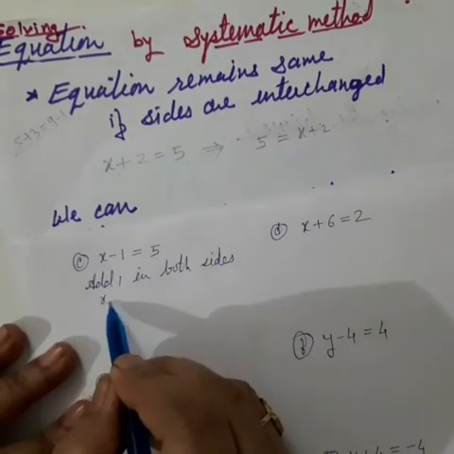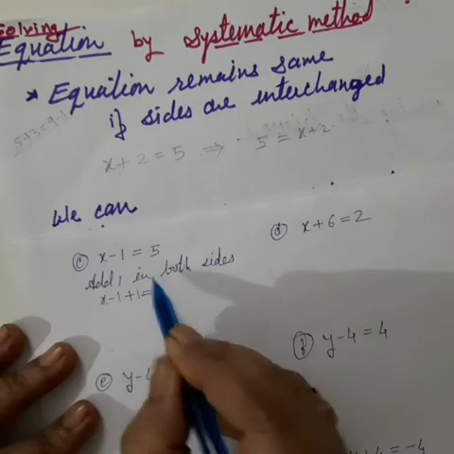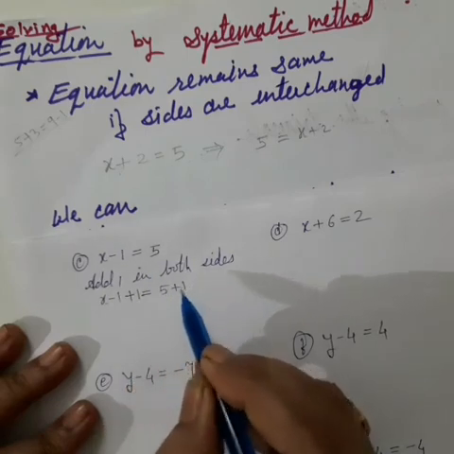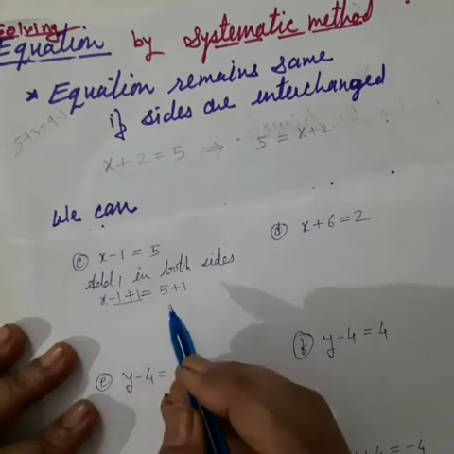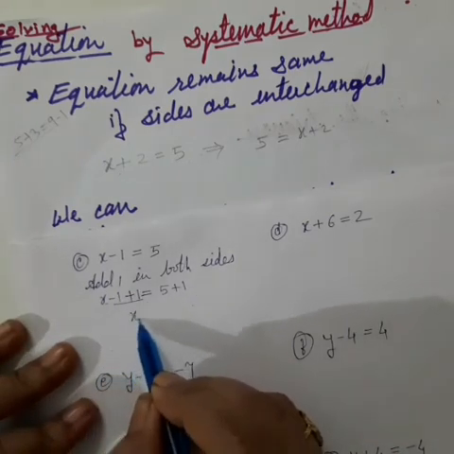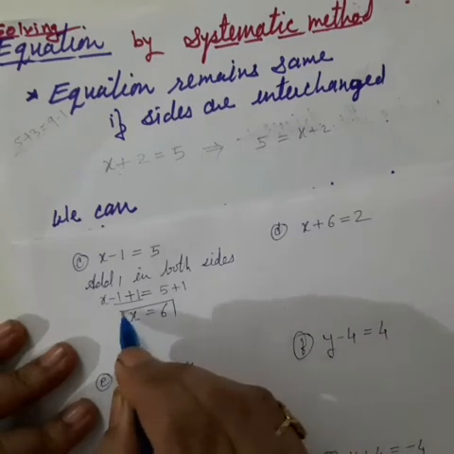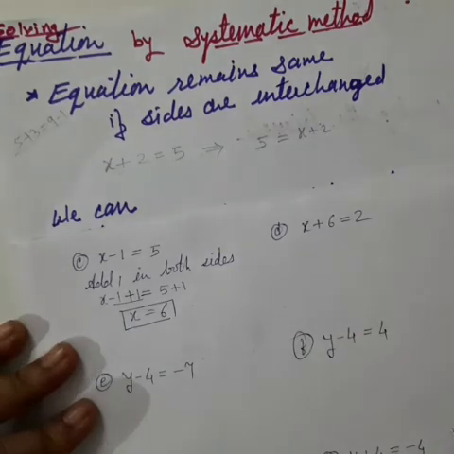Left hand side is x minus 1, add 1. Right hand side is 5, add 1. This minus 1 plus 1 will give us 0. Only x is on left hand side. 5 plus 1 is 6. So x equal to 6 is our solution.